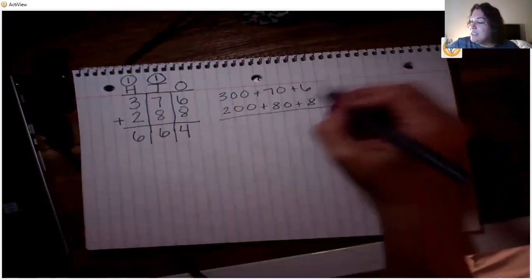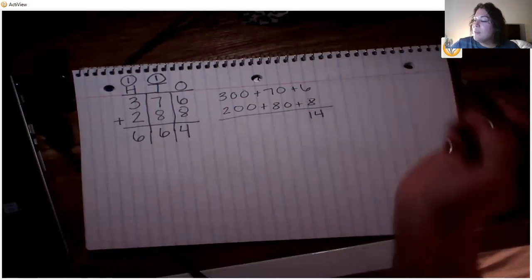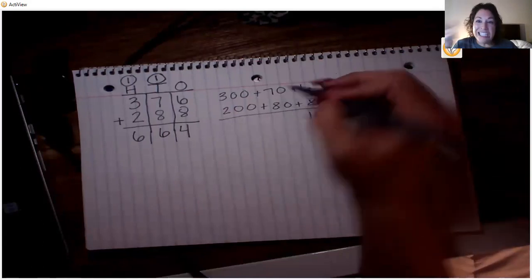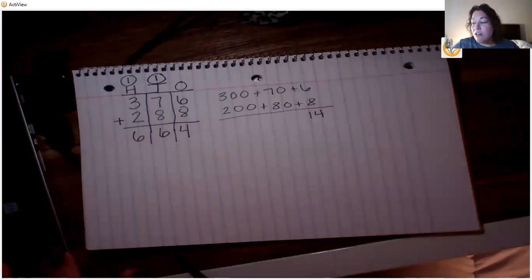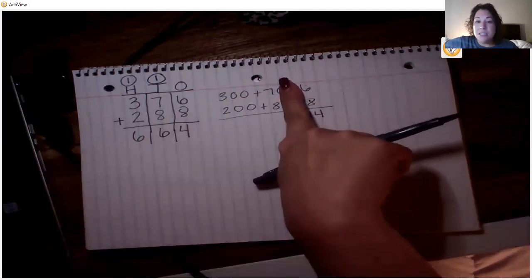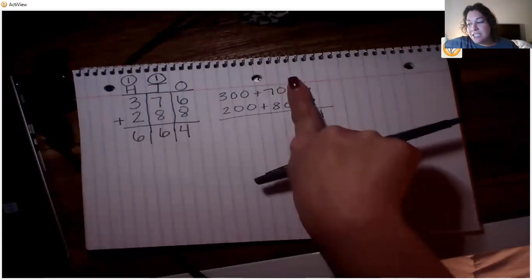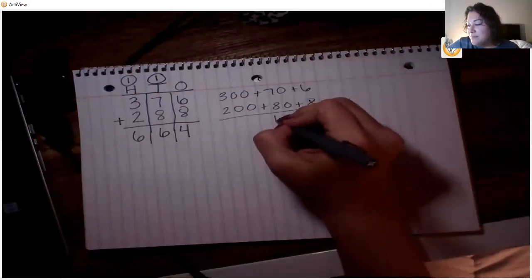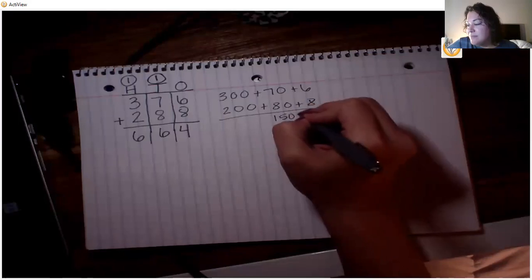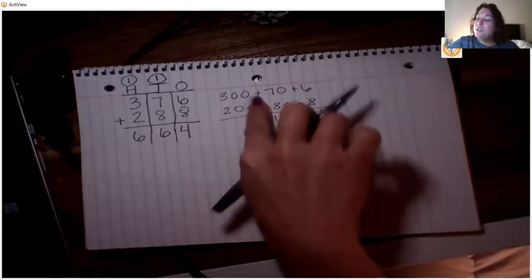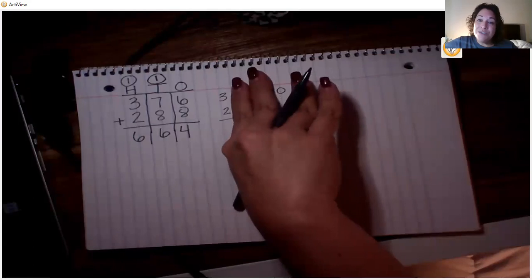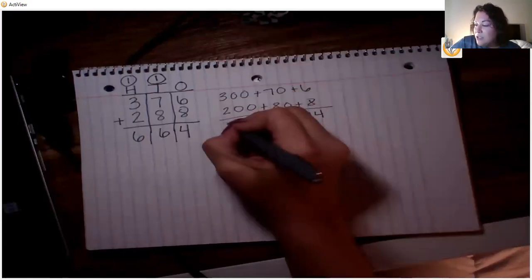6 plus 8, that's 14. 70 plus 80, ugh, that's a little bit harder for me, but I can just forget about the zeros. And 7 plus 8, hey, that's 15. Add the 0 back in, 150. 300 plus 200, 3 plus 2, that's 5. That would make 500.